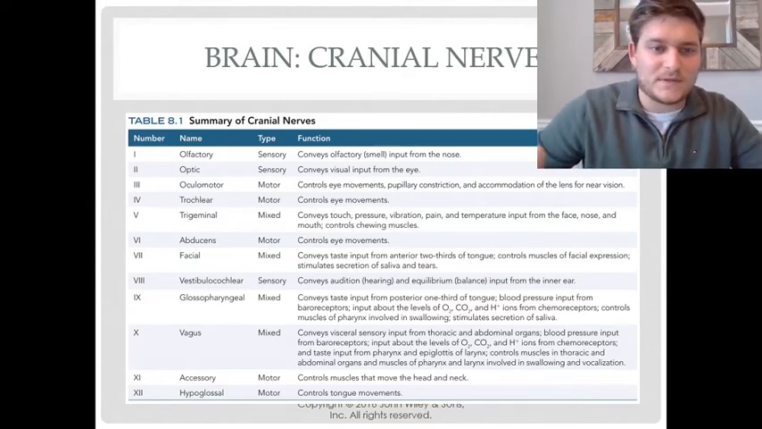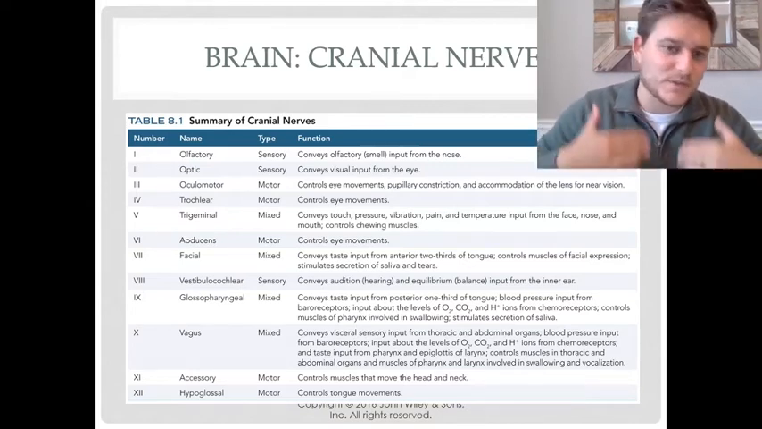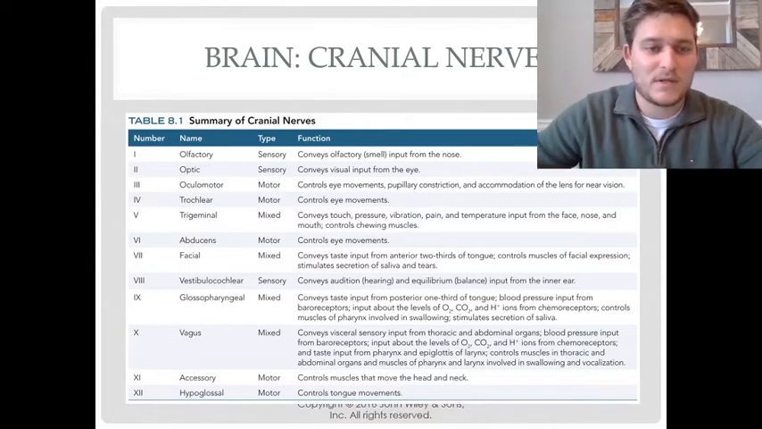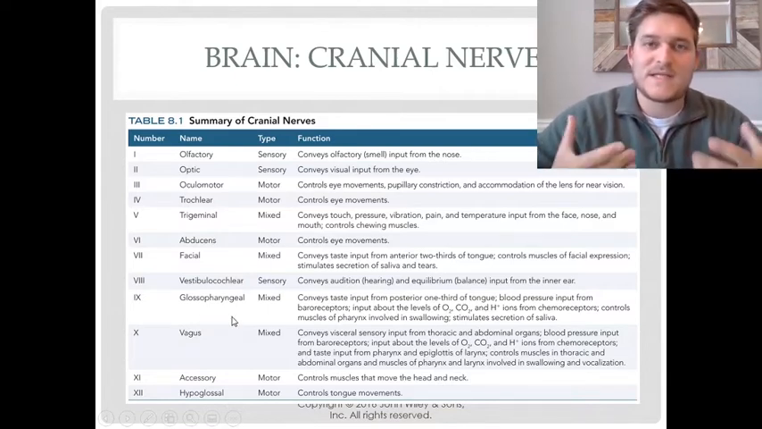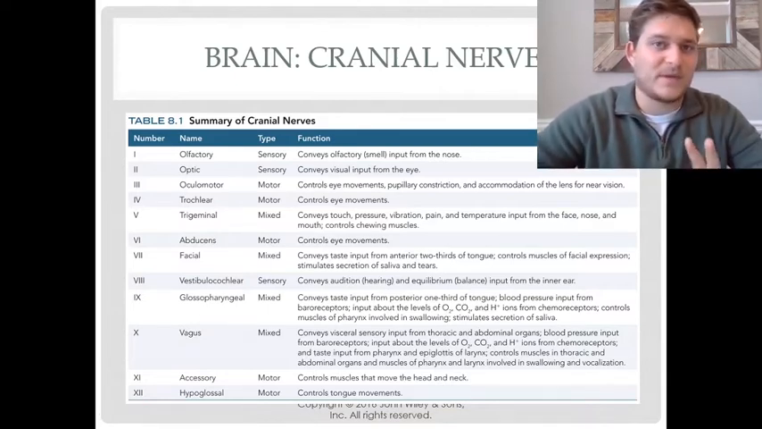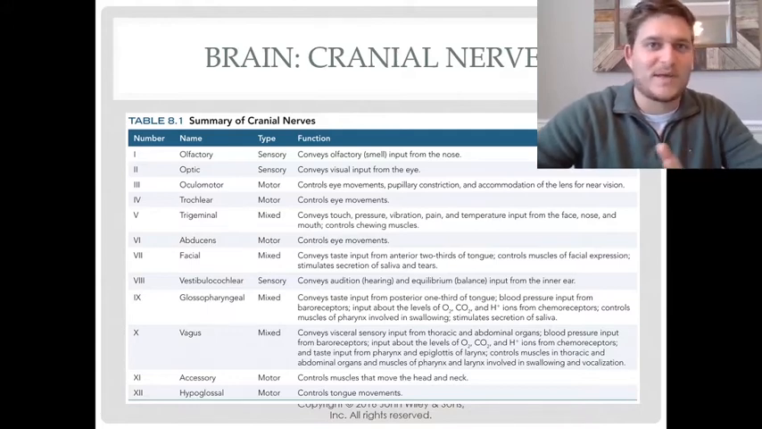But you could also tell that they deal with other things that aren't just occurring in the neck and in the head. So, for example, nerves number 9 and 10, the glossopharyngeal and the vagus nerve, they're going to take in information about blood pressure, about oxygen, about CO2, about pH.